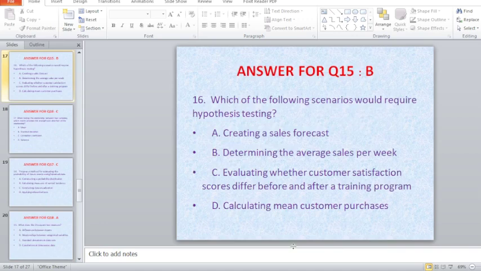Question number 16. Which of the following scenarios would require hypothesis testing? A. Creating sales forecast. B. Determining the average sales per week. C. Evaluating whether customer satisfaction score differ before and after training program. D. Calculating mean customer purchases. The answer for question number 16 is evaluating whether customer satisfaction score differ before and after training program.